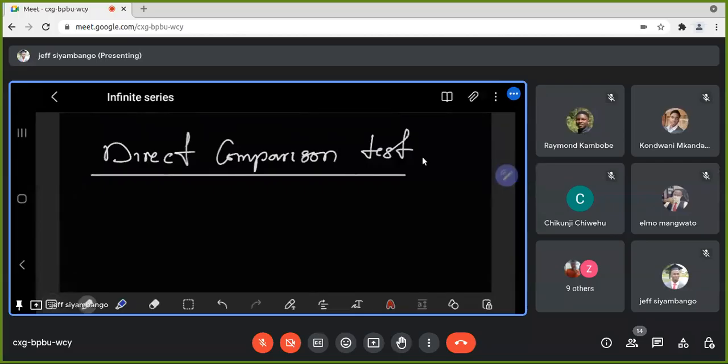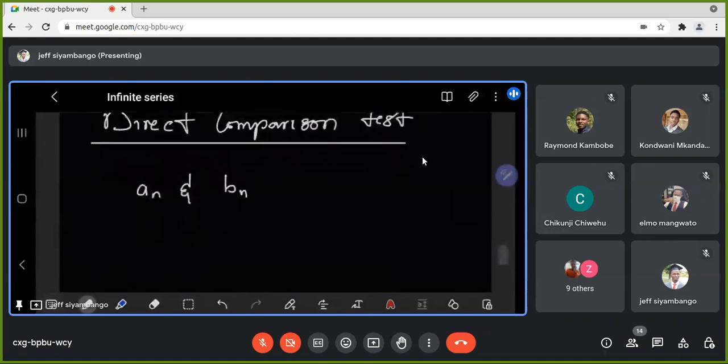For the direct comparison test, you want to look at two sequences, AN and BN. When a question is given on the direct comparison test, what you will most likely be given is just AN, not both AN and BN. In most cases, you will have to define BN on your own, but you can define it based on AN and try to be smart about it.